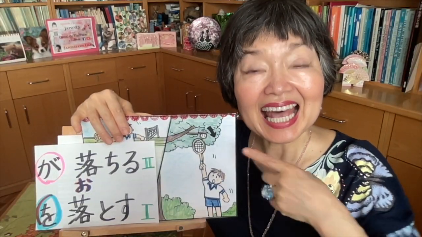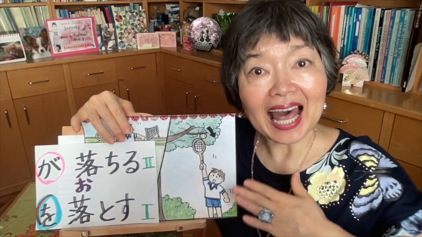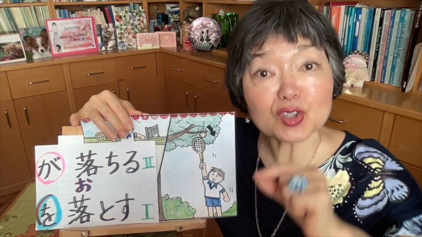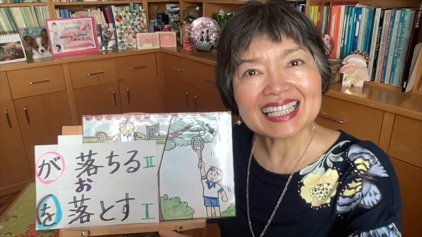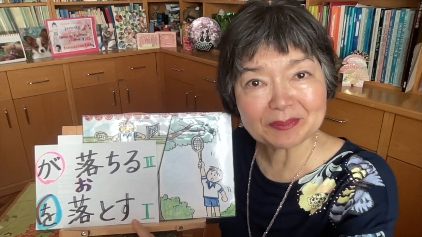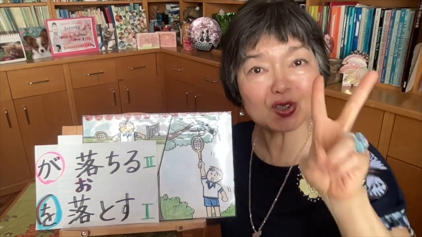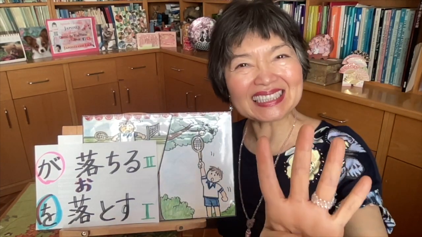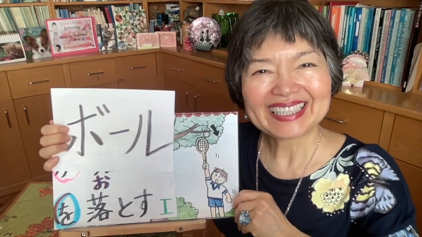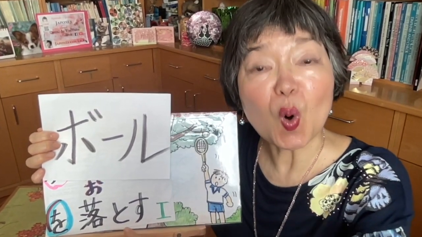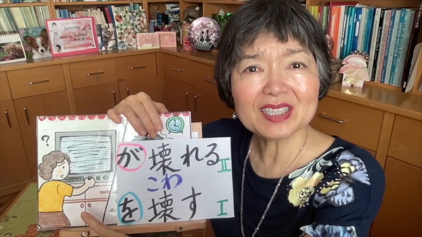But in this case, I dropped something. Not something drops by itself, but I, or in this case, this boy drops the ball. So this one is transitive verb. In this case, transitive verb is otoshimasu. This is group 1. Otoshimasu, otosu, otoshite, otoshita, otosanai. I'm going to drop the ball. Boru wo otoshimasu.